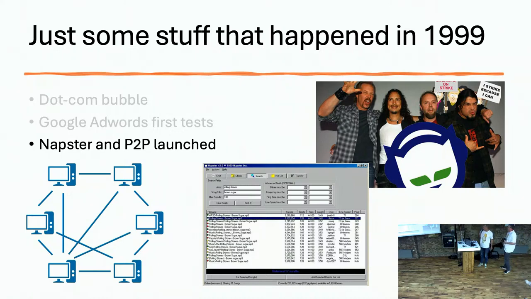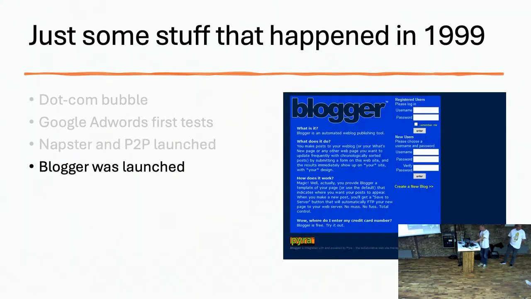There was also this thing called Napster and peer-to-peer, sharing and downloading files on multiple servers so you could more easily share music. And the band Metallica, you see them in the picture, they didn't like it. And they sued Napster instead of making good records. I think to this day everybody a little bit hates Metallica for doing that.